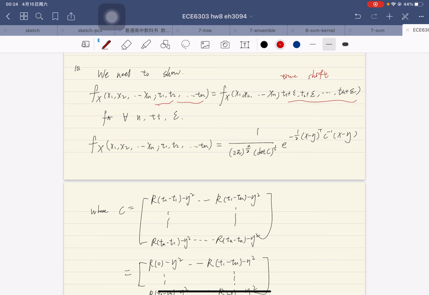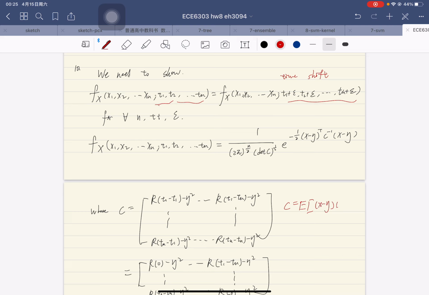So the density is 1 over (2 pi) to the n, the square root of the determinant of C, times e to the power negative 1 over 2 times (x minus eta) transpose, the inverse of C, times (x minus eta). So when we try to calculate C, C is equal to the expected value of (x minus eta) times (x minus eta) transpose.